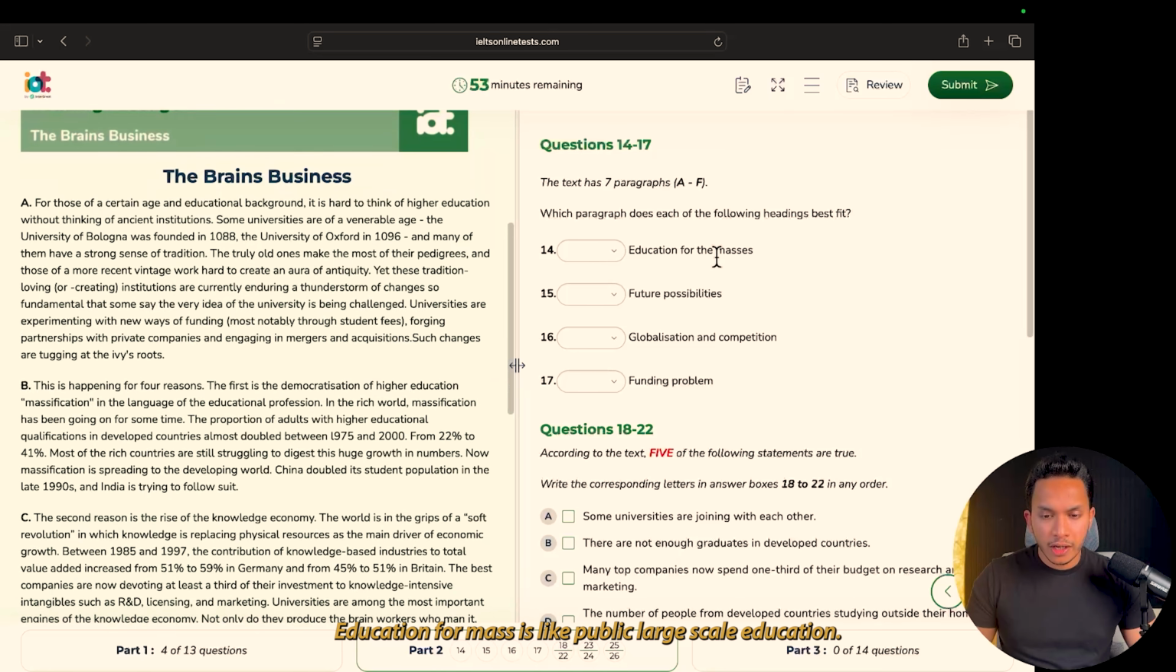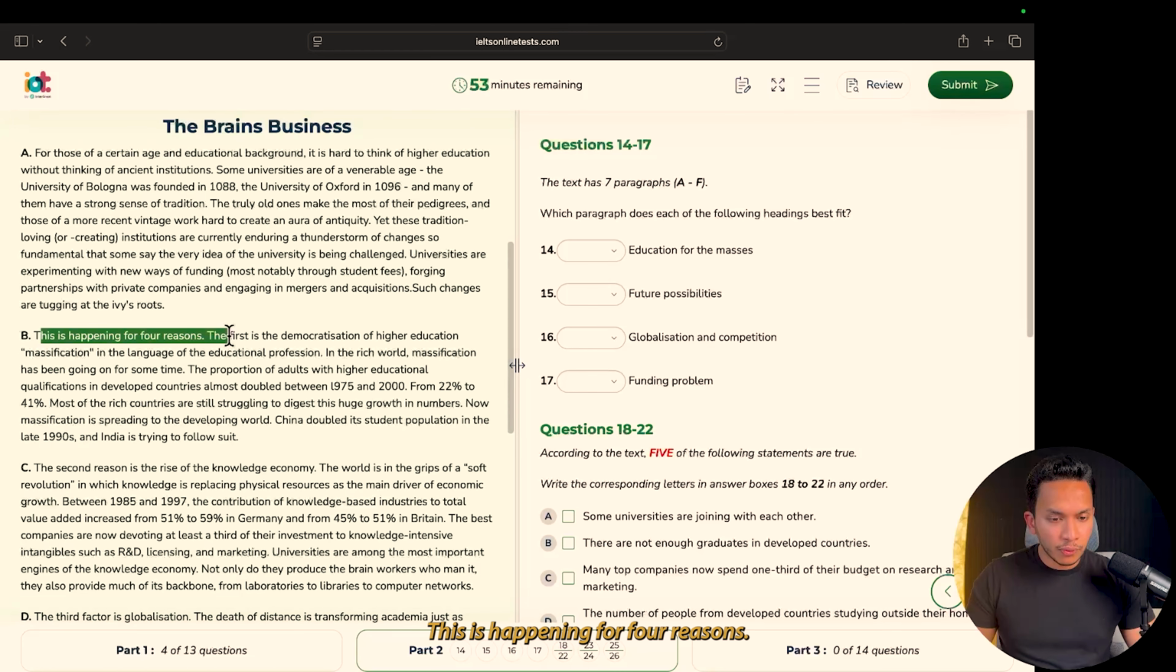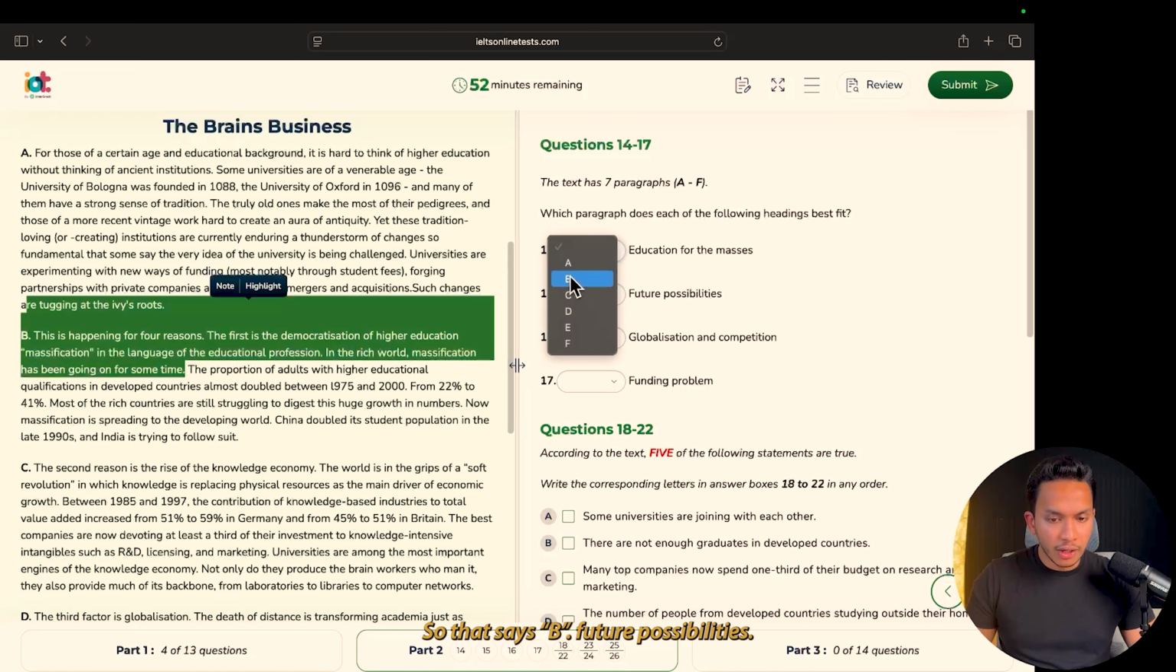Education for the masses. Education for the masses, like public, large scale education. This is happening for 4 reasons. First is democratization of higher education. Massification in the language. Okay, massification. Education for the masses. So that is B.